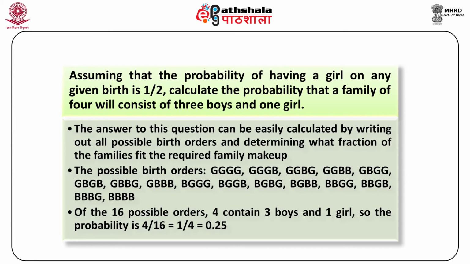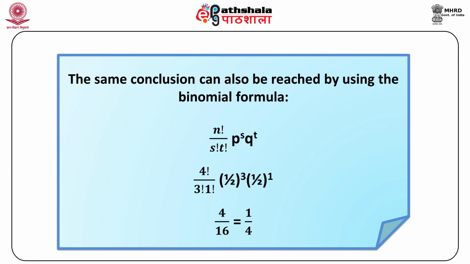Among all the possible birth orders, 4 contain 3 boys and 1 girl, so the probability is 4 by 16, which is equivalent to 1 by 4, which is further equivalent to 0.25. The same conclusion can also be reached by using the binomial formula, that is n factorial divided by s factorial multiplied by t factorial, which in whole is further multiplied by p raised to the power s and q raised to the power t.